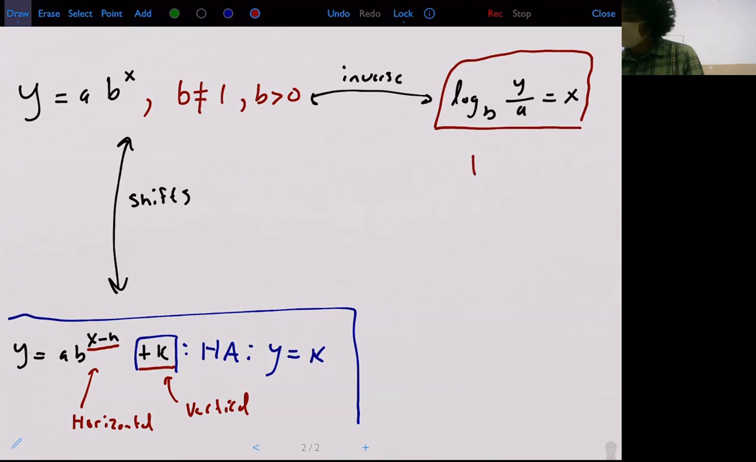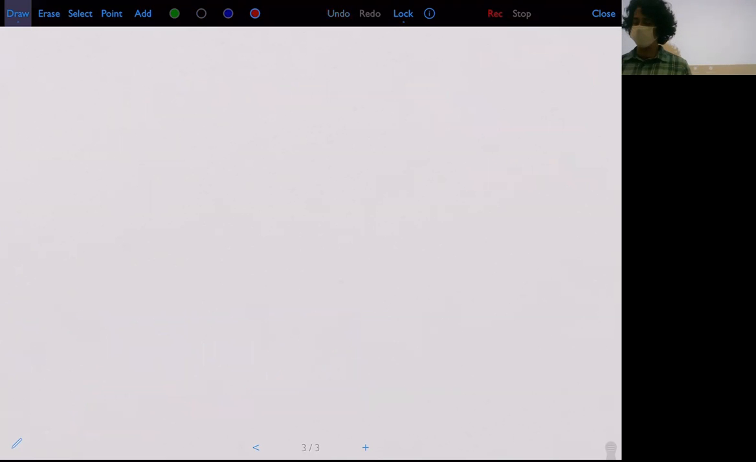And again, we have restrictions on what b can be. b has to be larger than 0, and b is never equal to 1. So like an exponential function, we have two types of logarithms generally. We either have increasing ones or decreasing ones. And let's go ahead and review these graphs real fast.